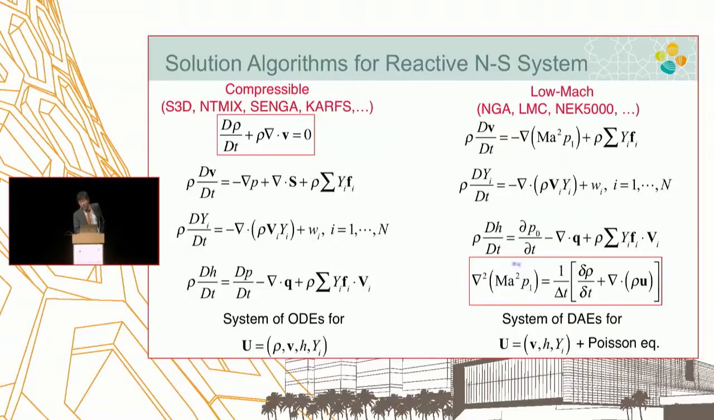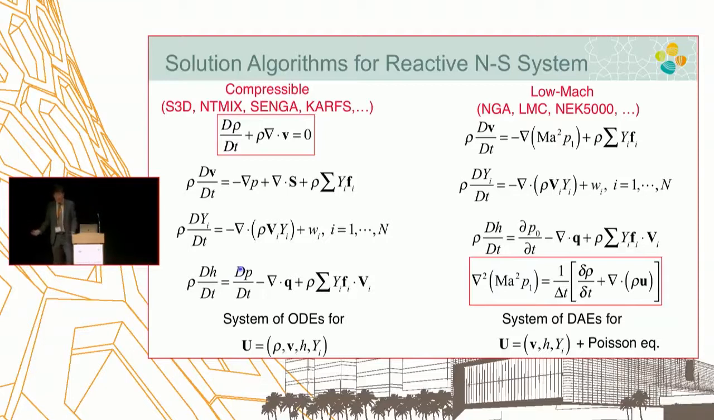So the main point is the computation. This is a very, very important point from the CFD point of view. Compressible flow is very straightforward, numerical algorithm-wise, because it's a method of lines. It's a system of ODEs for all the variables. You set up the initial condition, you march in time.